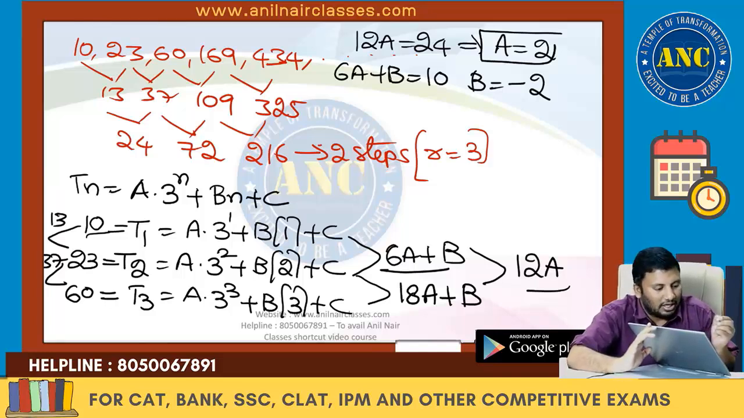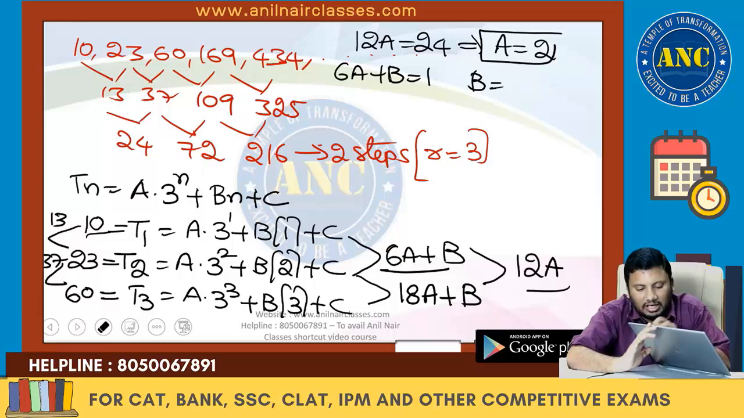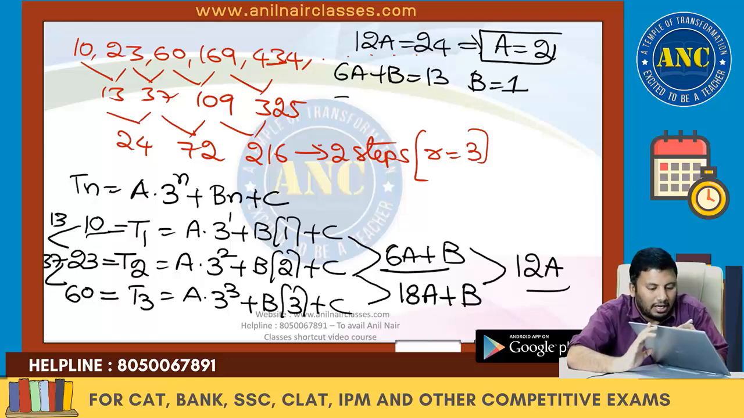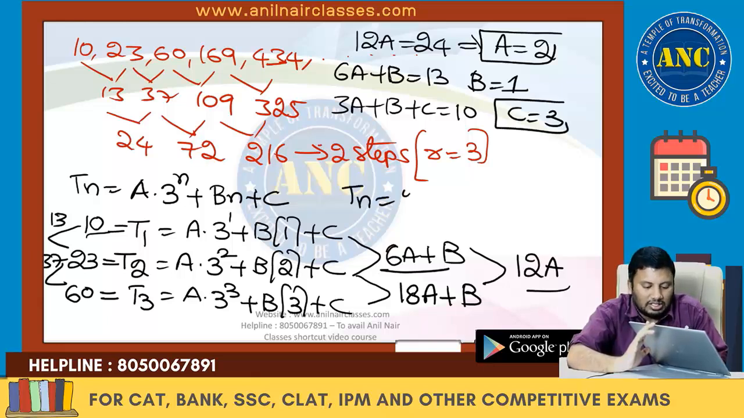Sorry, I made a calculation mistake here. It is 6a plus b plus c is 13. So b value is 1, and 3a plus b plus c is 10. So c value is 3. A, B, C we got. So Tn is nothing but 2 into 3 power n plus n plus 3.